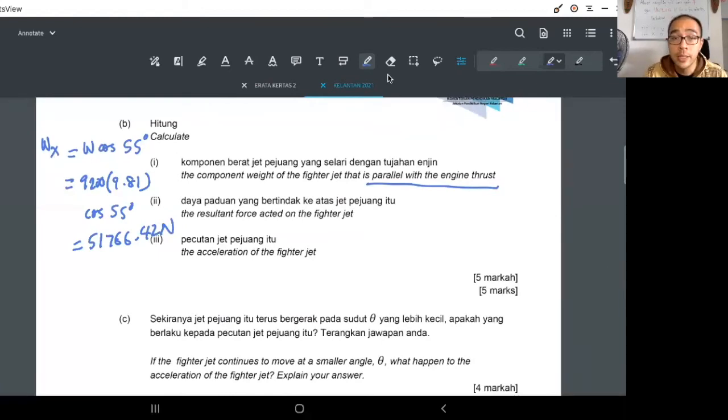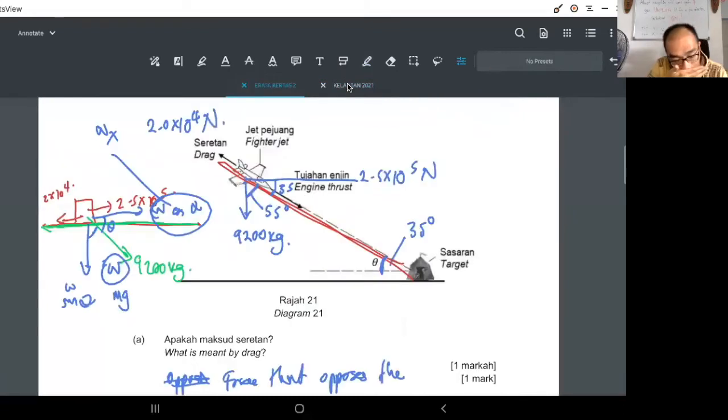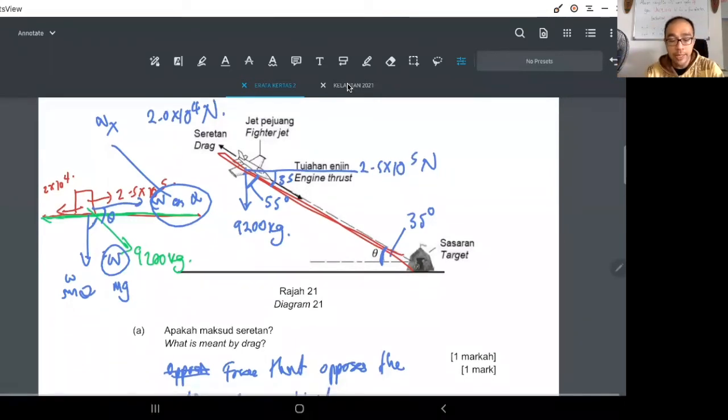So that is the reason it helps us to see. When we make the engine and the drag straight, then you see that actually the 9,200, the weight, is the slanted force. We make the engine and the drag the flat ones, not the slanted one, so that we only need to resolve one particular force.